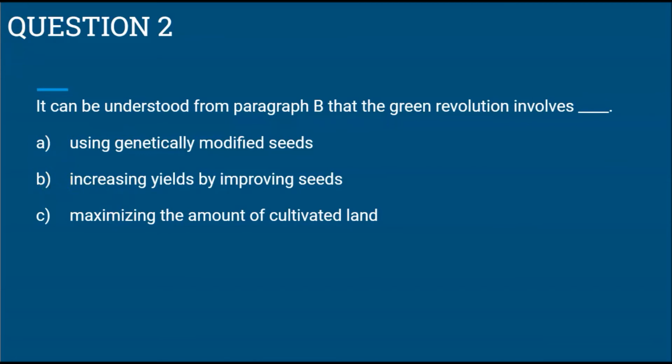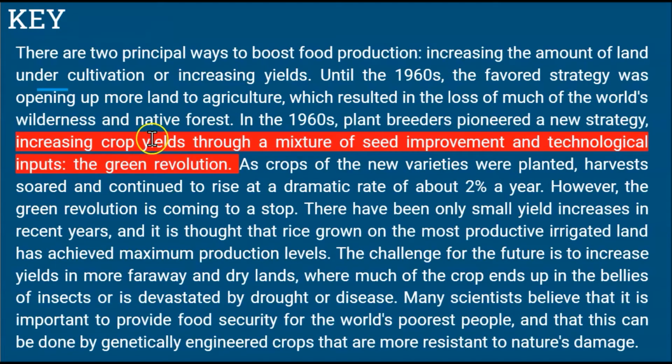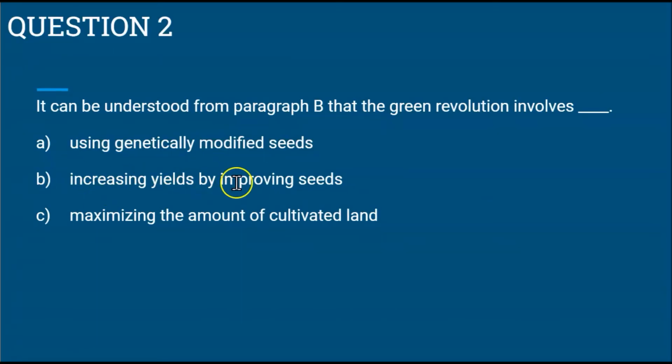improving seeds, as also expressed in here, increasing crop yields is the same as in choice B, increasing yields by improving seeds with the help of technology. So B is the correct answer. Now we can continue with question 3.